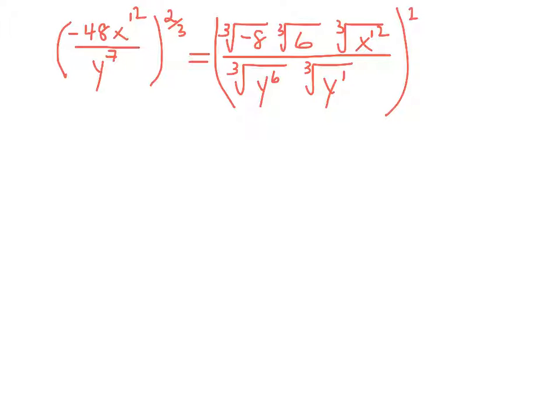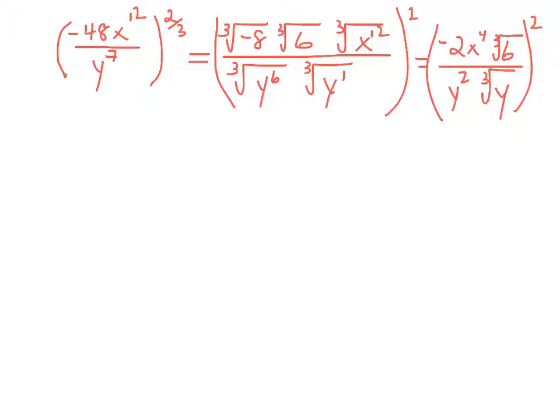Okay, all right, so let's go through and cube root everything that I can. So I know the cube root of negative 8 is negative 2. And I know the cube root of x to the 12th is x to the 4th, so I'm going to put that there. Okay, now I am left with, in the numerator, the cube root of 6, because that's not a perfect cube. All right, in the denominator, then I've got y to the 2nd, and then I've got the cube root of y. Okay, and again, that entire thing is going to be squared.